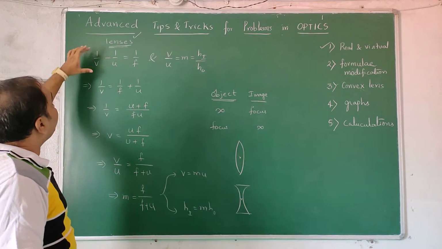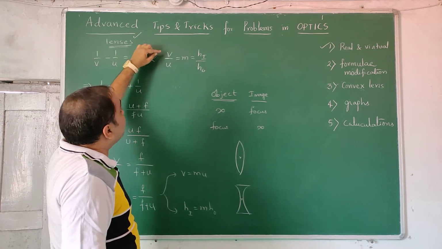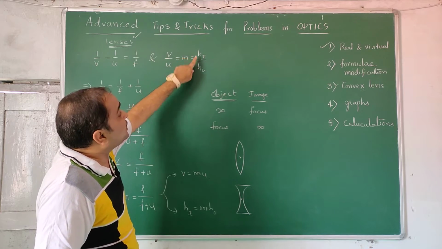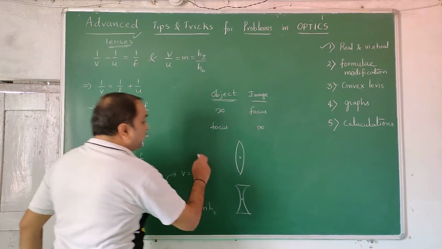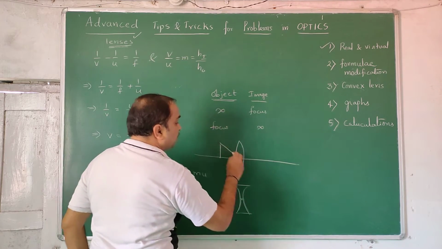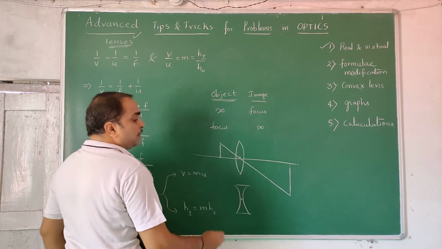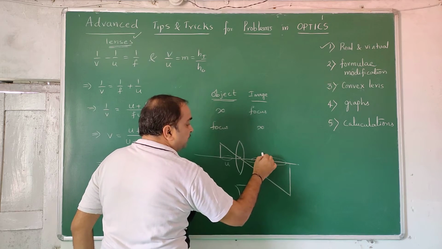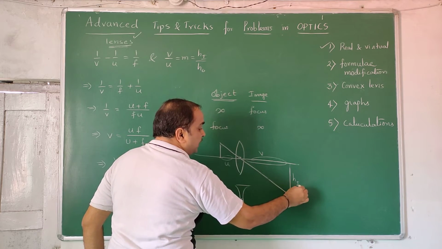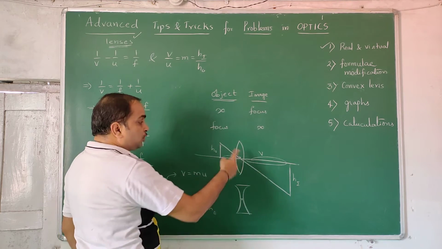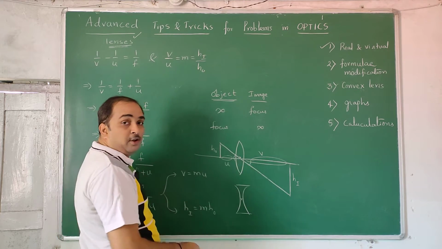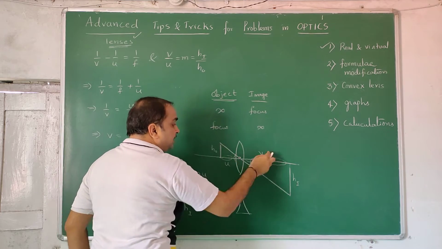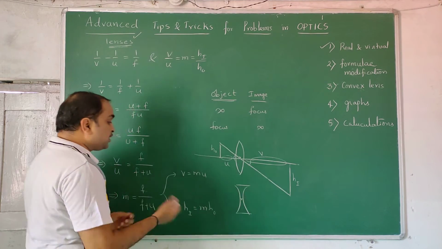Now we have this formula, and this one will be derived. Image distance by object distance is equal to magnification, which is also equal to image height by object height. When you draw the diagram like this, this length is the object distance U, this length is the image distance V, this length is the image height, and this length is the object height. They are similar triangles, and this angle is equal. So once you know any one ratio, calculation of the other is easy.